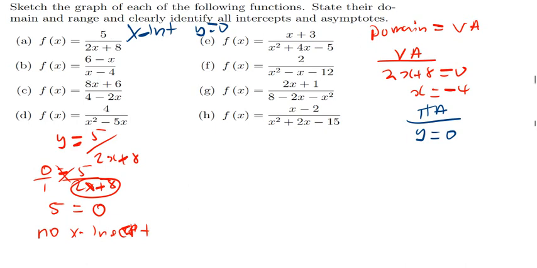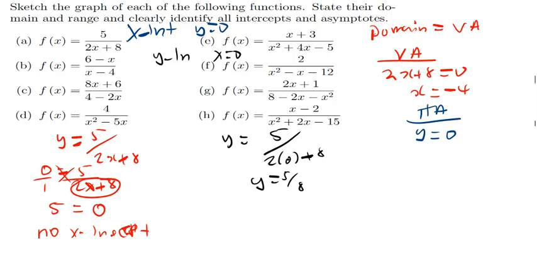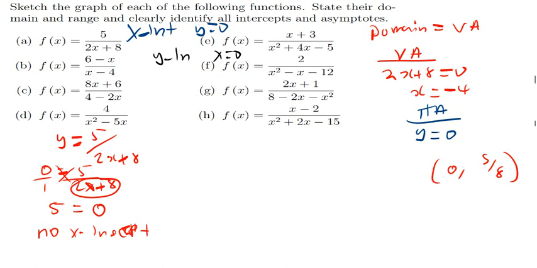After finding this, you need to find the y-intercept. To find the y-intercept, x should be equal to 0. So y is equal to 5 divided by 2 times 0 plus 8, where there is x, put 0. So y will be equal to 5 over 8. So when x is 0, y is 5 over 8. This is the only coordinate that I have. After doing this, I can now go ahead and sketch this.